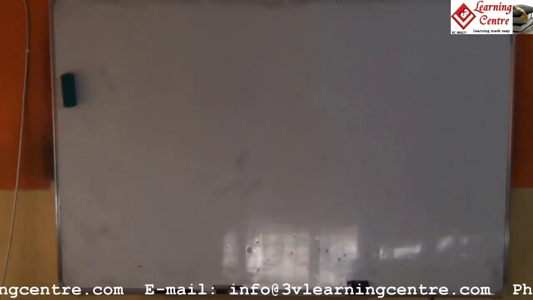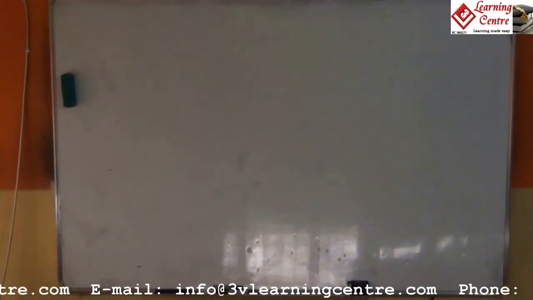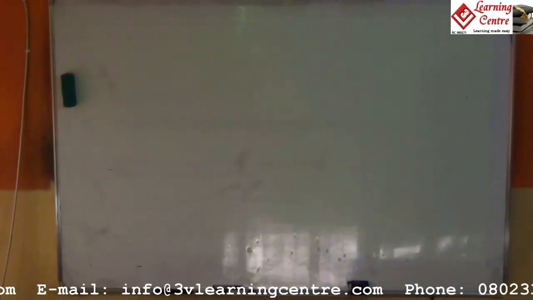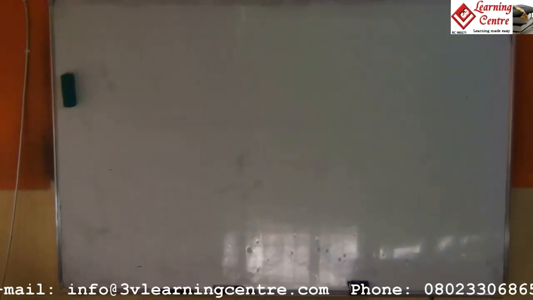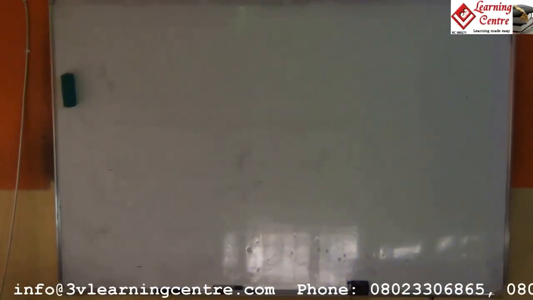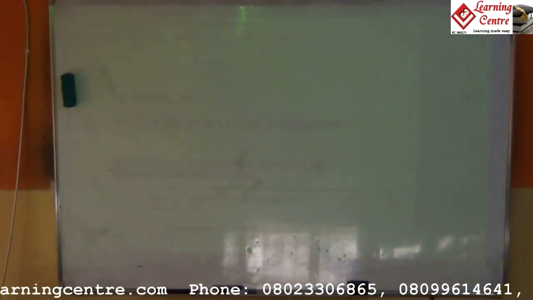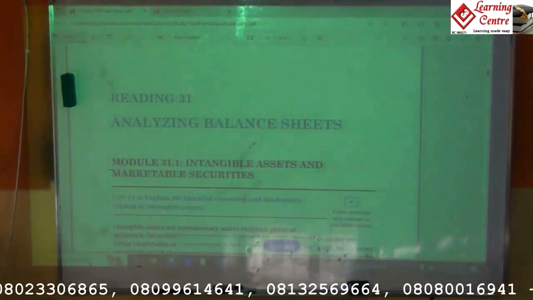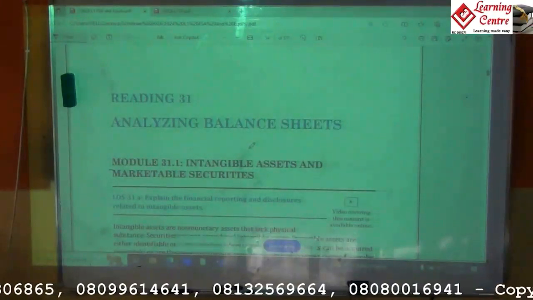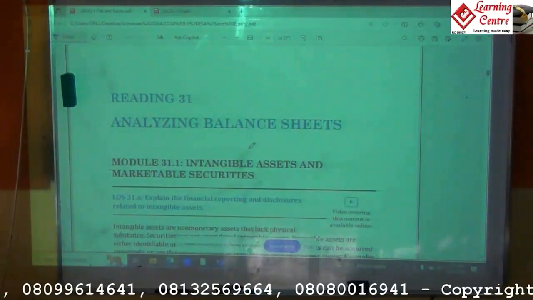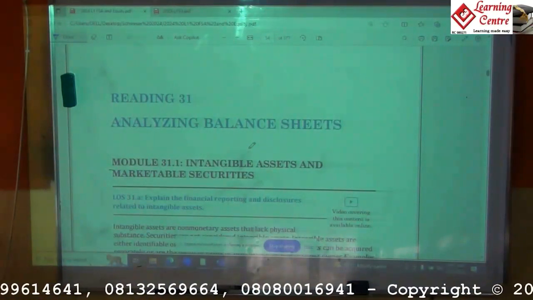So let's go. What are the advantages and disadvantages of the balance sheet? What are the limitations of the balance sheet? Who wants to try? One of the first limitations of the balance sheet is that it, on its own, generally leaves out some items.